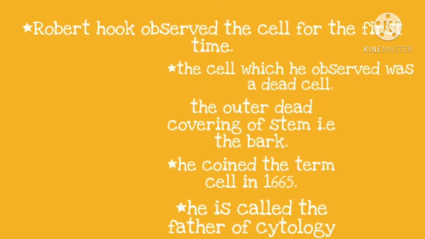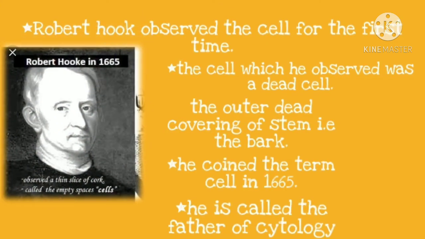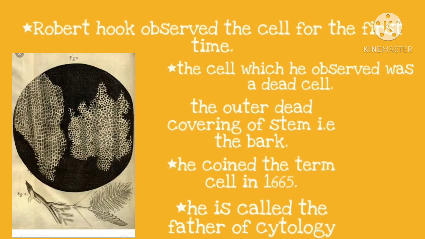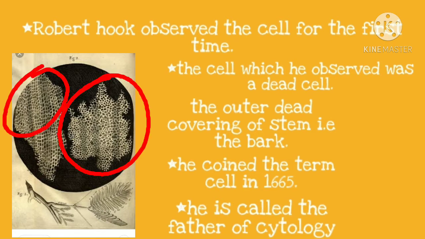See students, it was Robert Hooke who observed the cell for the first time. Actually the cells which he observed were dead cells. What he did? He observed the outer dead covering of the stem, that is what we call the bark, under his microscope. While he was observing these dead cells, he observed a honeycomb like structure. Like a honeycomb, he saw a similar structure through his microscope.